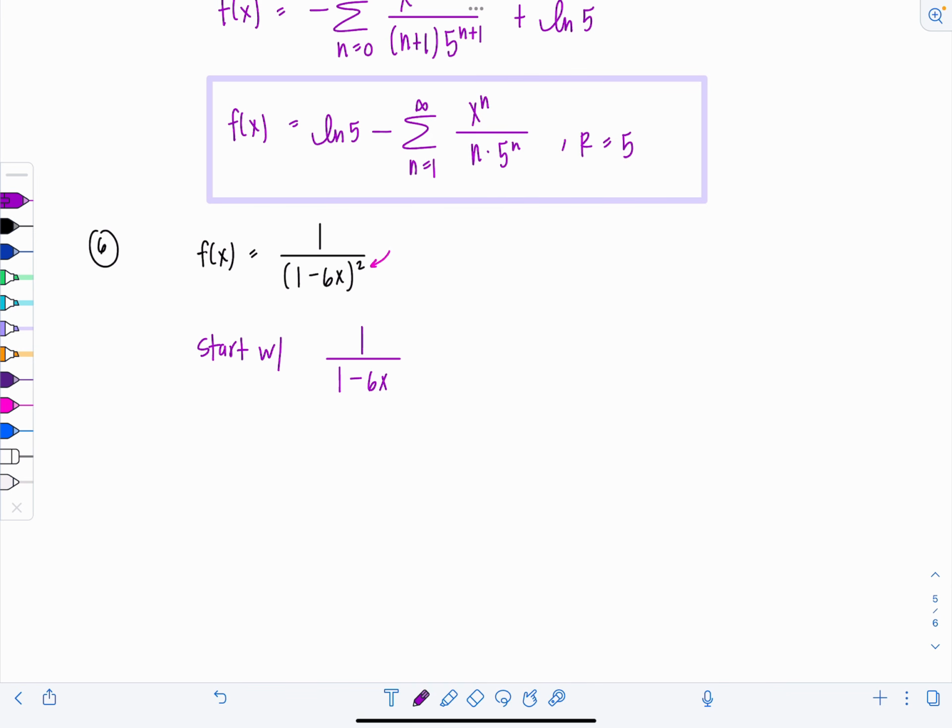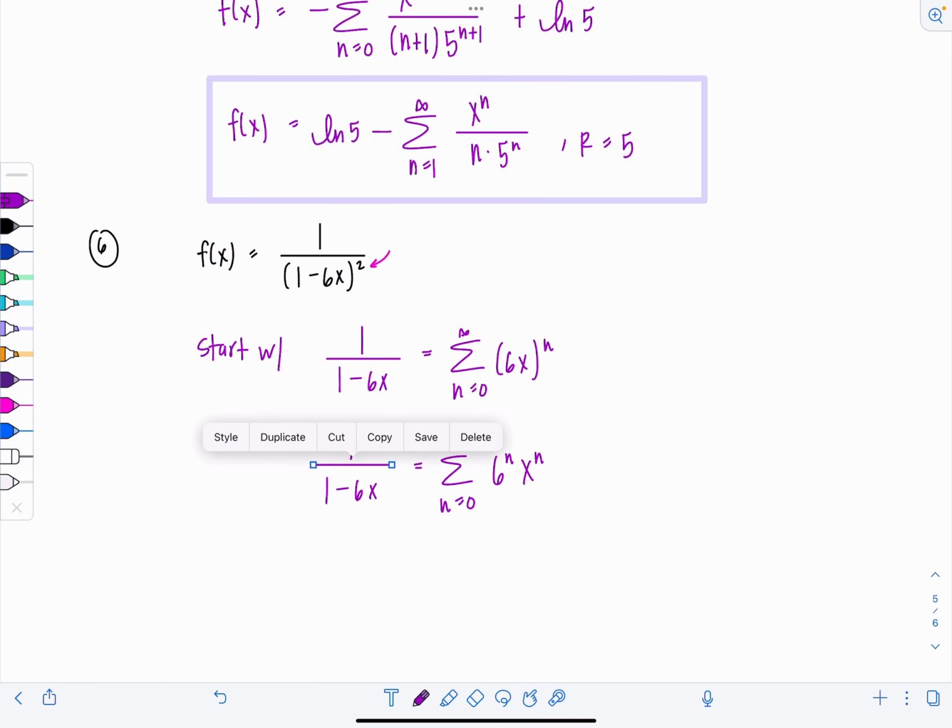So the power series for 1 over 1 minus 6x is going to be the sum, n equals 0 to infinity, 6x to the n. So 1 over 1 minus 6x is the sum, n equals 0 to infinity, 6 to the n, x to the n. All right, great. Is that what we want though? No, I need the denominator to be 1 power higher. So I'm going to take a derivative.